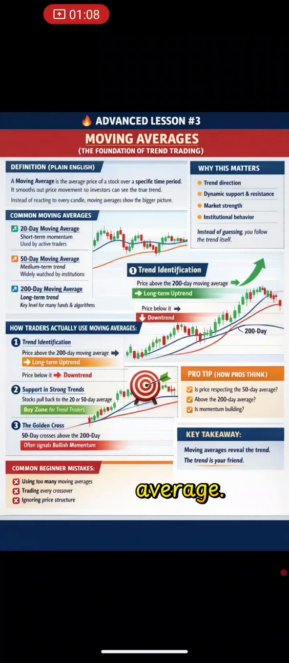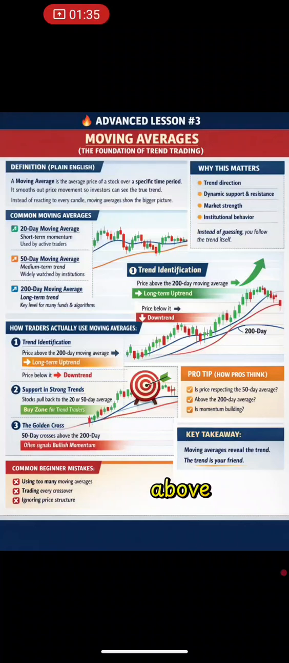The 20-day moving average means short-term momentum, used by active traders, right? The 50-day moving average is a medium-term trend widely watched by institutions, so pay attention. But the 200-day average is a whole different beast. This is where you look for long-term entries, one of the most important levels in the market.